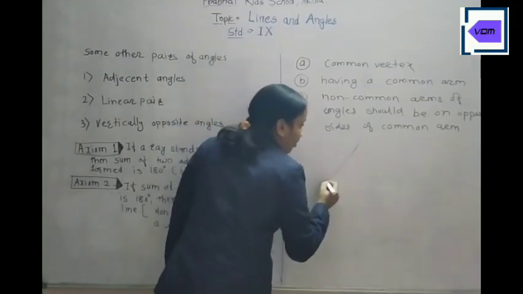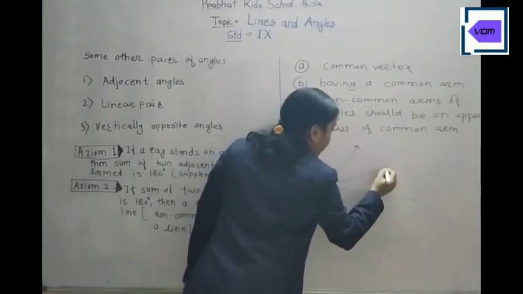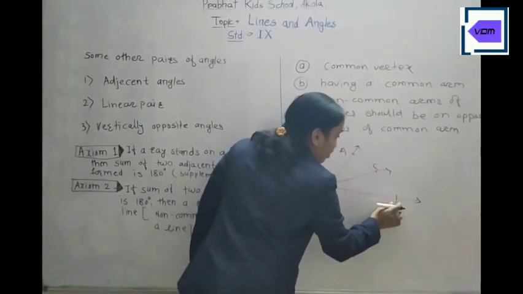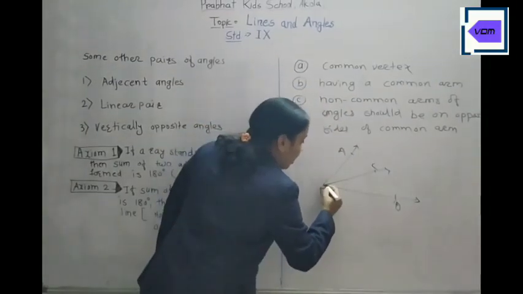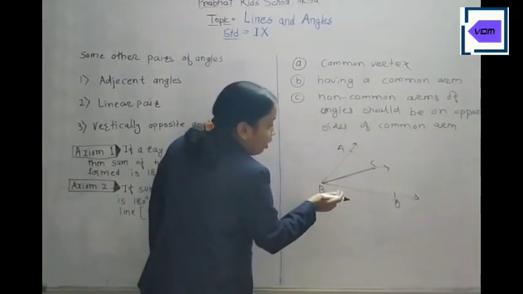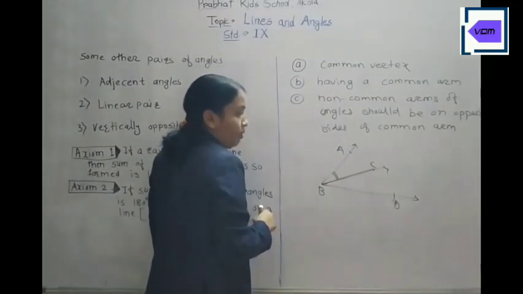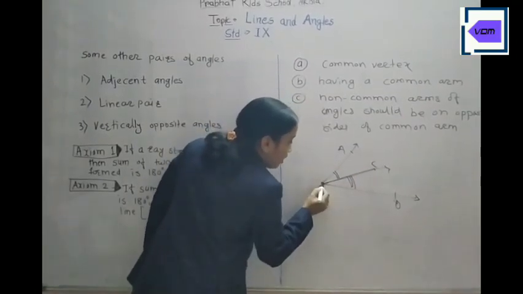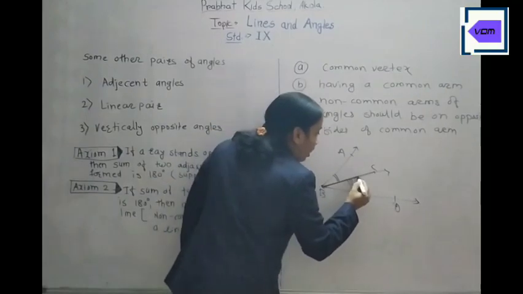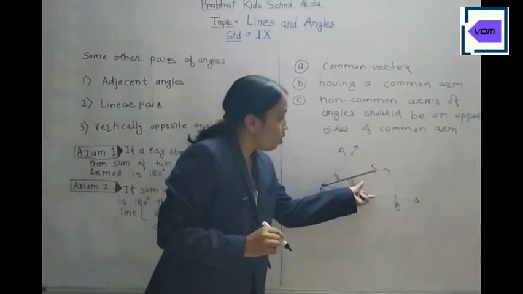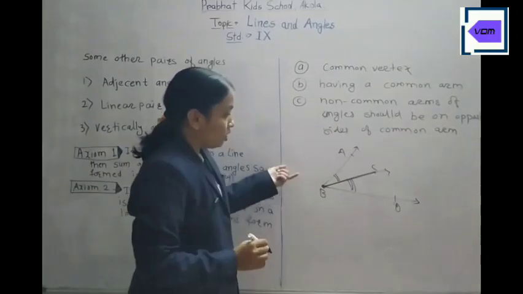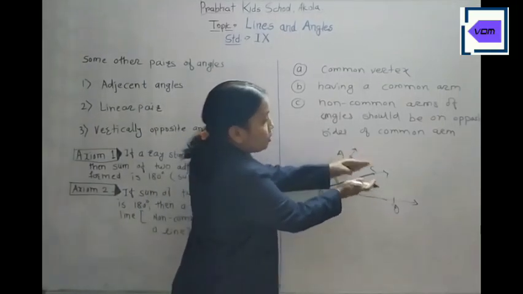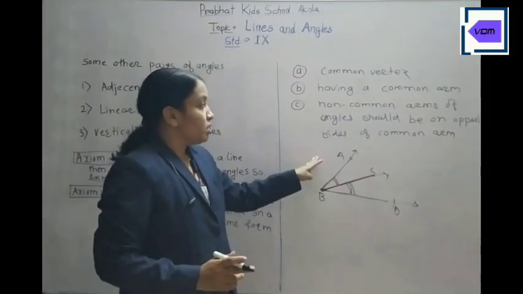It will be clear from the diagram. Now this is the diagram. Give the names A, B, C, D. Now if you observe, BC is the common arm between the angles ABC and CBD, and the common vertex is B. BC is the common arm between these two angles, and the non-common arms, BA and BD, are lying on the opposite side of this common arm. This is one of the examples.